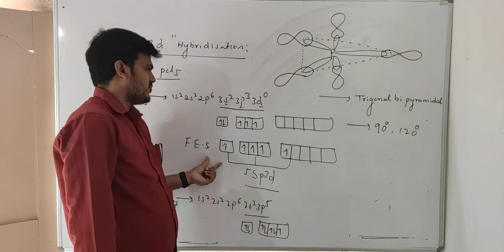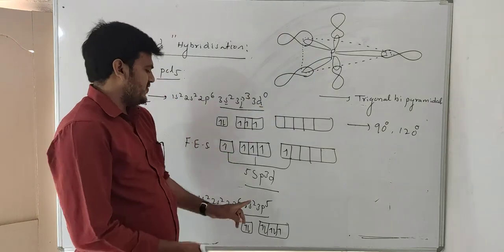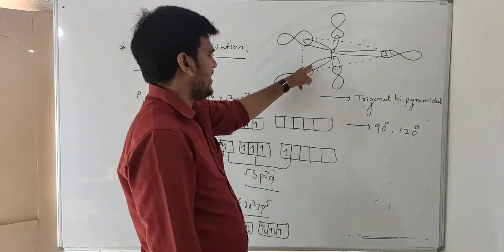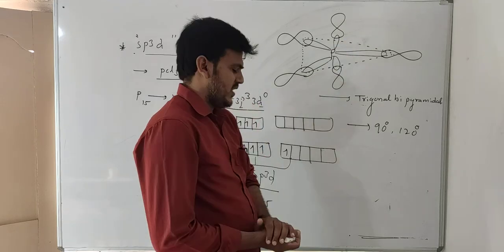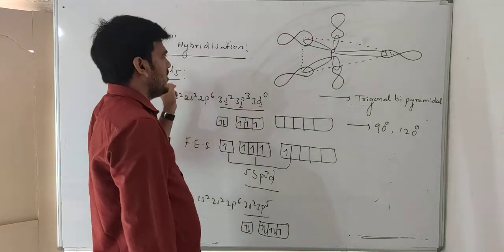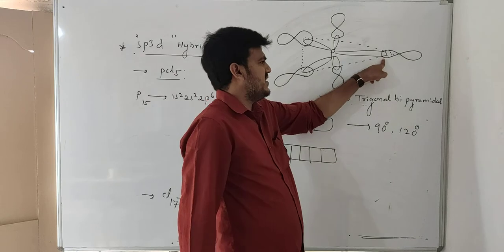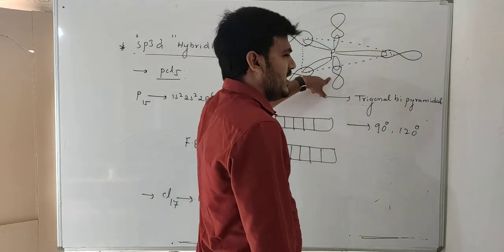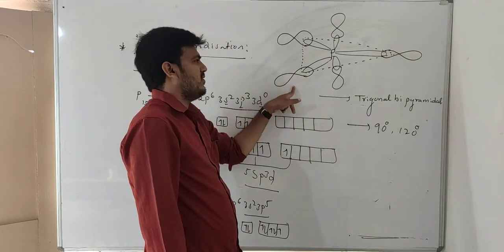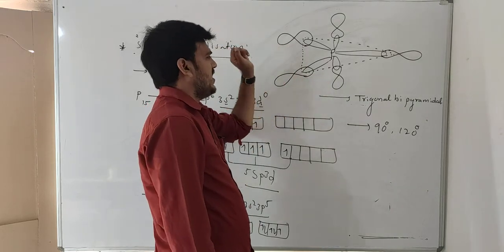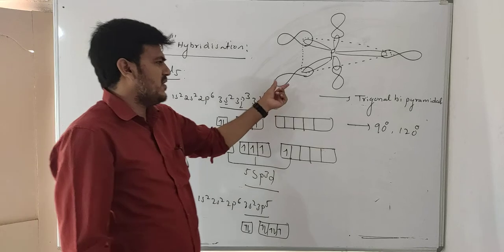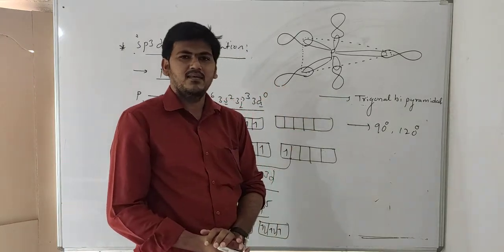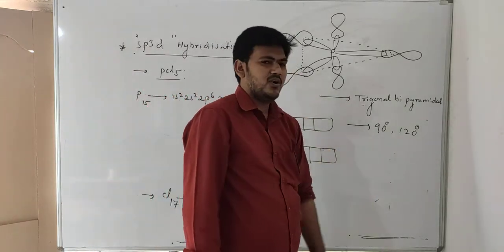So the central atom phosphorus has 5 SP3D hybrid orbitals: first, second, third, fourth, fifth. Next, total chlorine atoms are 5. The pz orbital of the first chlorine atom, the pz orbital of the second, third, fourth, and fifth chlorine atoms. The shape of the molecule is trigonal bipyramidal, and the bond angles are 90 degrees and 120 degrees.